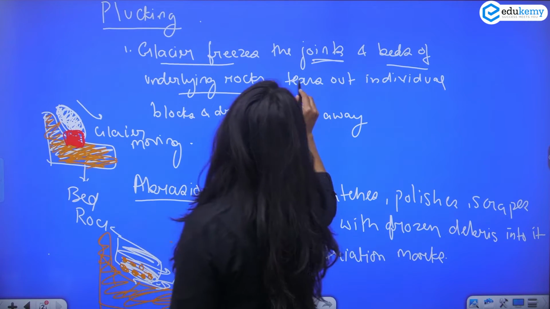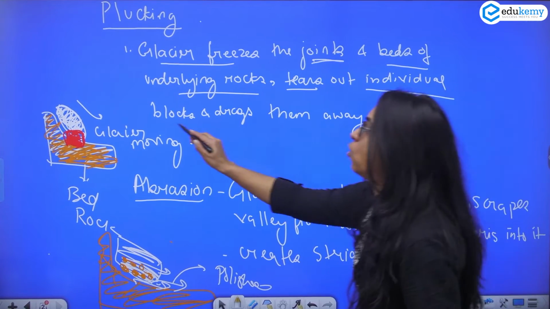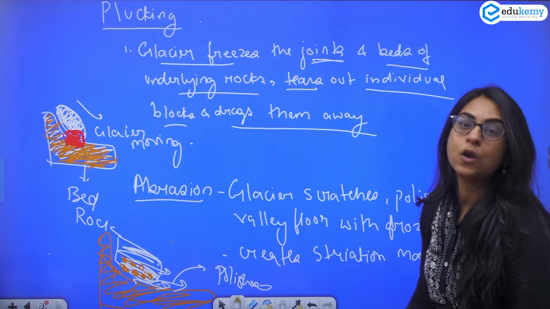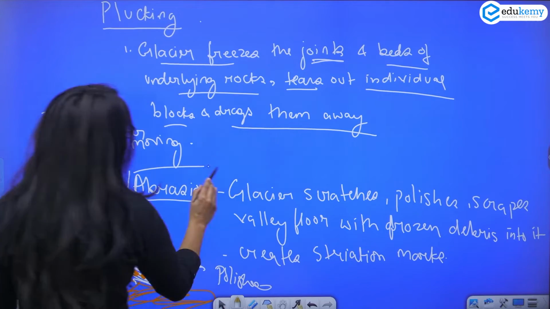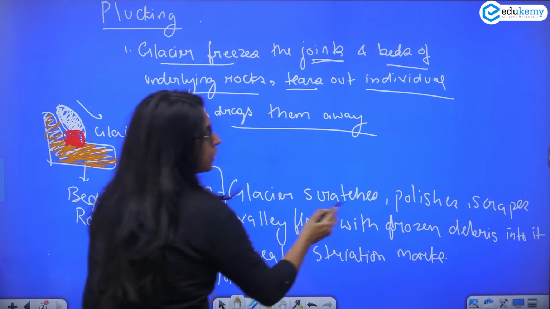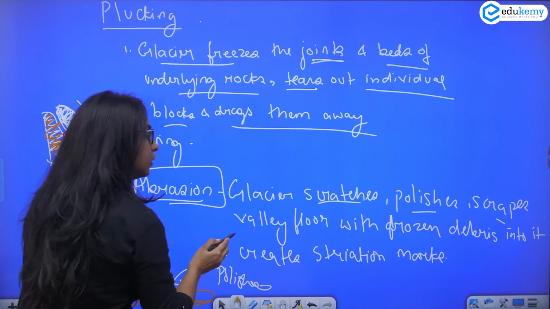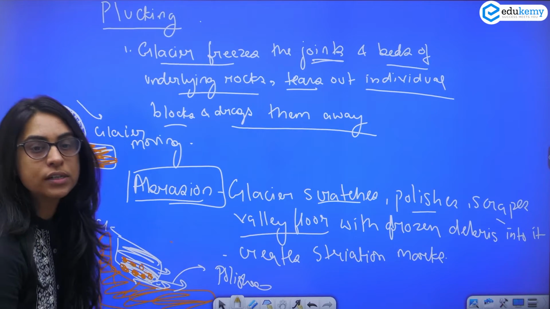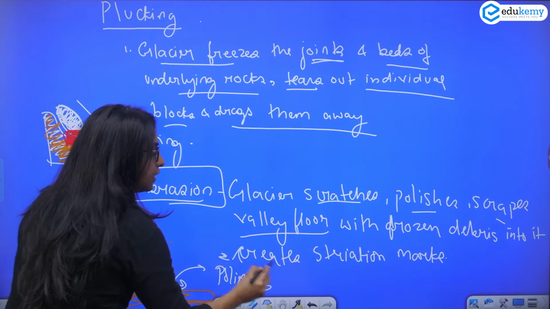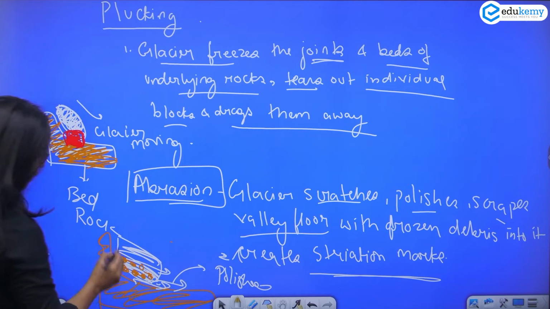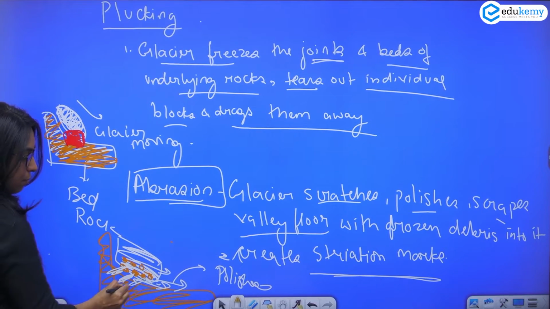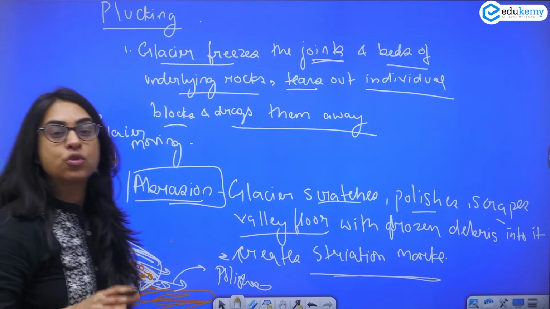This tears out the individual blocks and drags them away, whereas in abrasion, the glacier will scratch, polish, and scrape the valley floor with frozen debris, and it creates marks on the bed. They are called striation marks.